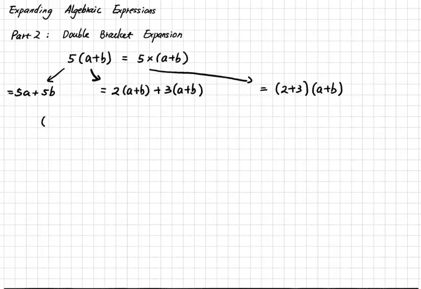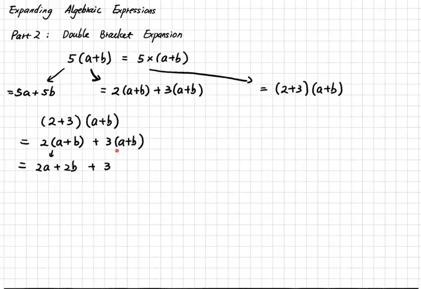So let's use the same example here. We have 2 plus 3 bracket times by a plus b. From the previous example, we learned that this is the same as 2 groups of a plus b and 3 groups of a plus b. So I can rewrite this as 2 groups of a plus b plus 3 groups of a plus b. Now we can expand each individual bracket. So the first one will give me 2 groups of a plus 2 groups of b plus 3 groups of a plus 3 groups of b.